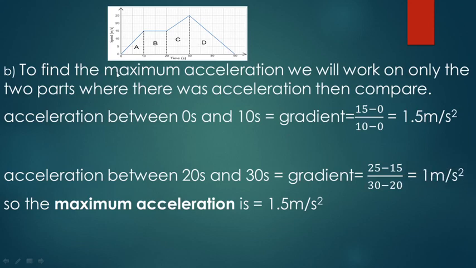And therefore, the maximum acceleration was at the first part of the journey. That is where the car accelerated most. So the maximum acceleration is 1.5 meters per second squared.